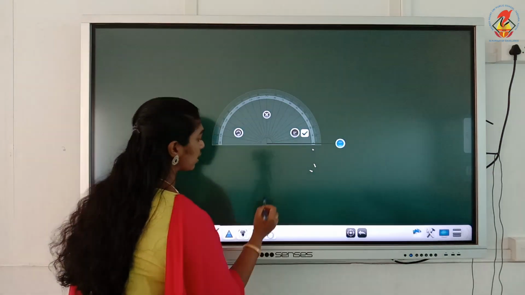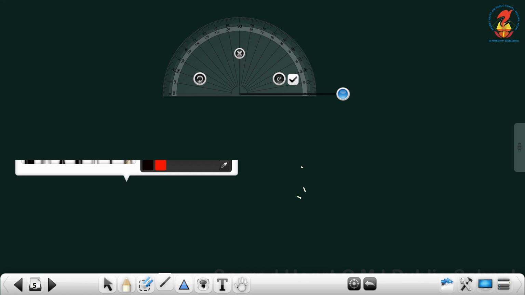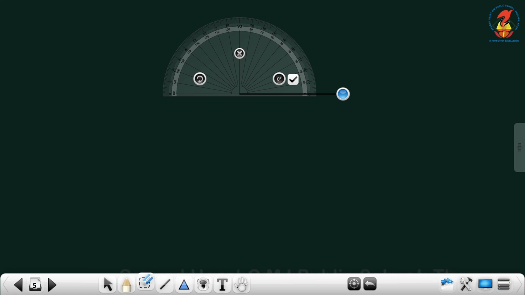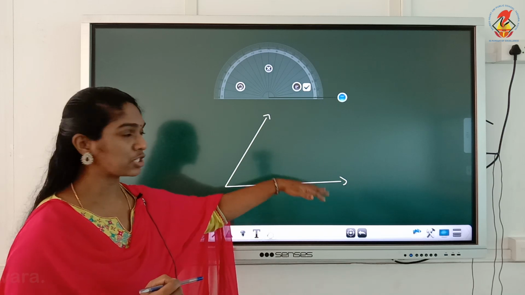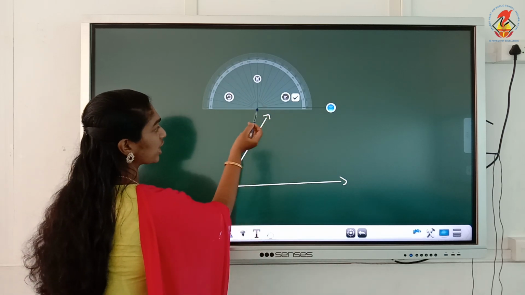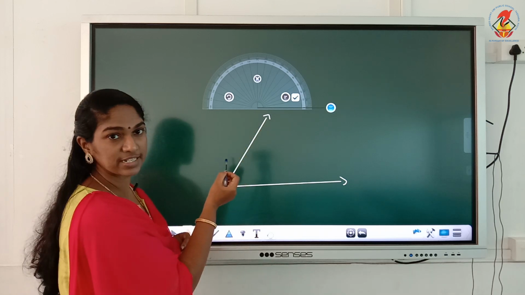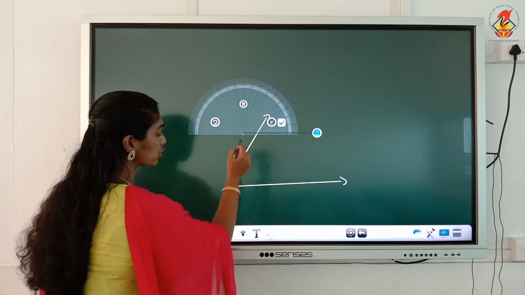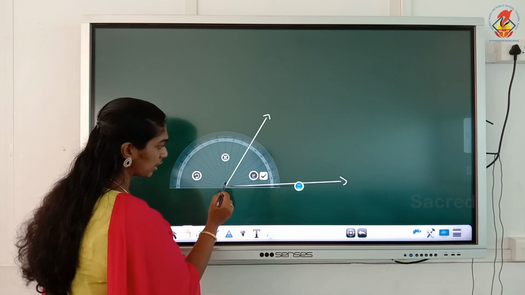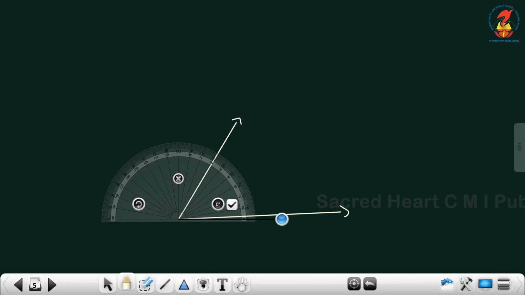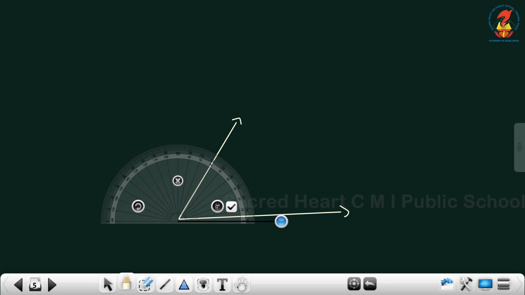Suppose I have an angle over here. This is my angle, and this is my baseline. My protractor should be adjusted over there. You can see a vertical line and a horizontal line in the center, the meeting point. That meeting point should come on the vertex of the angle, and you have to adjust it to the baseline. That is compulsory.